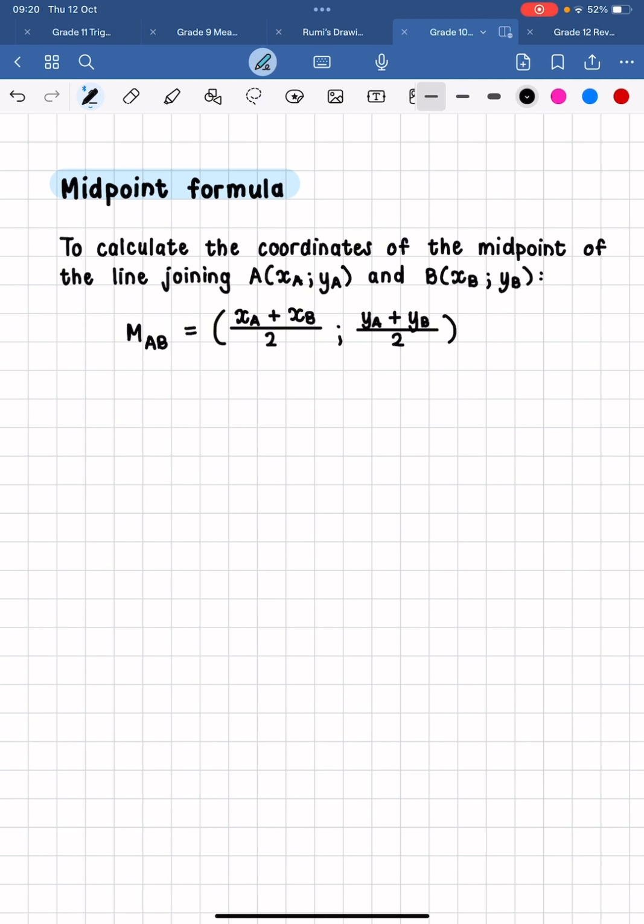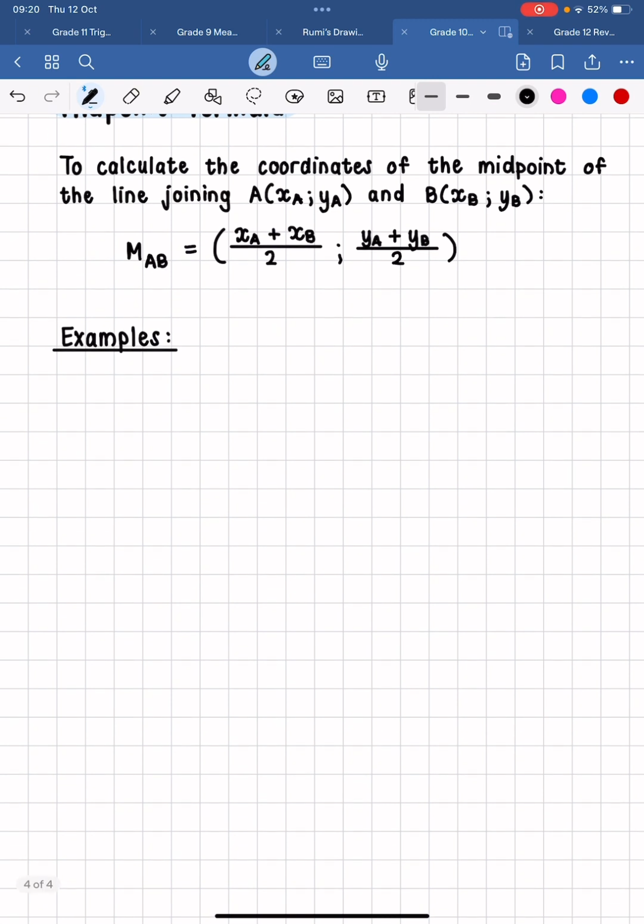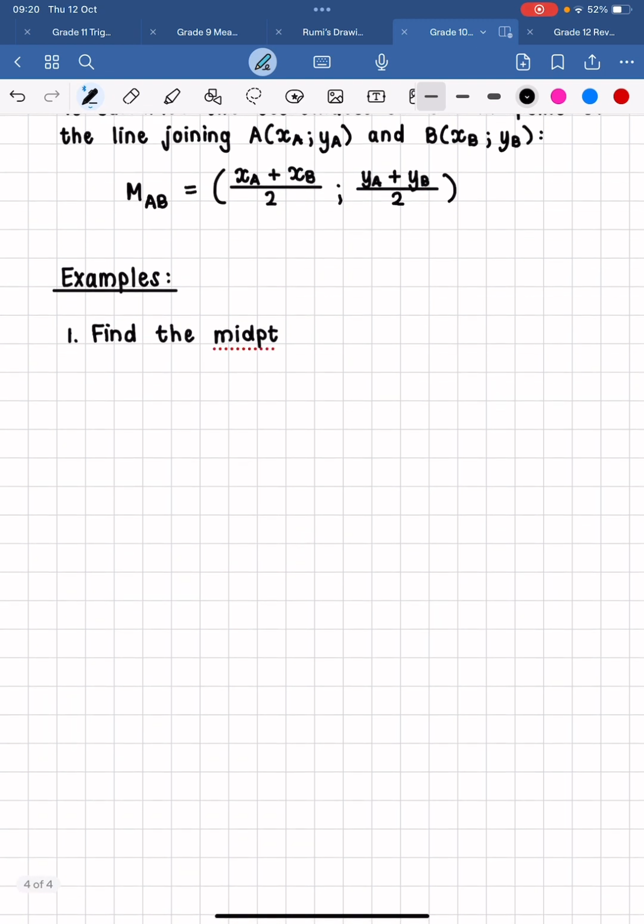So for example, we're just going to jump straight into examples because it's very simple. And guys, I'm just going to use the same abbreviation that we used for midpoint earlier in the year when we worked with midpoint formula. Find the midpoint of line AB if A is (-3, 4) and B is (2, 7).